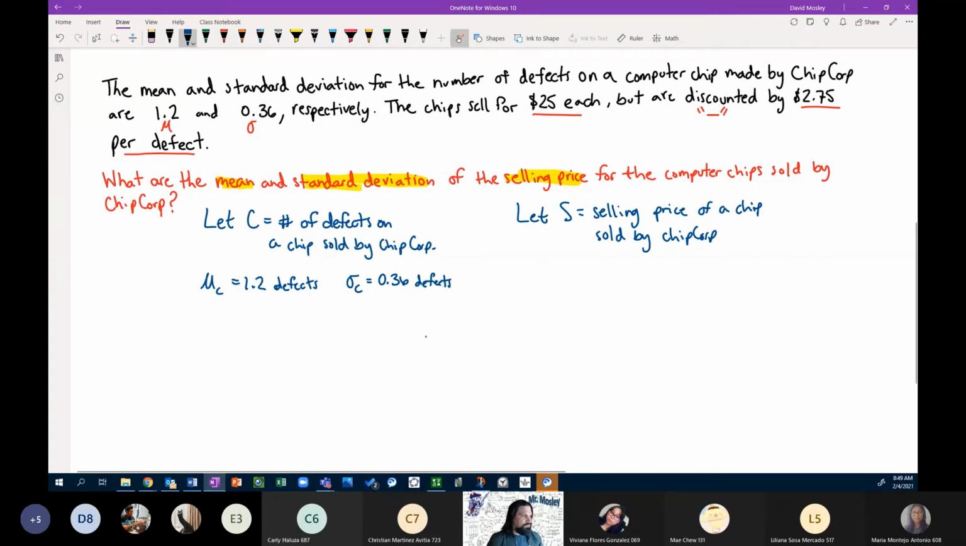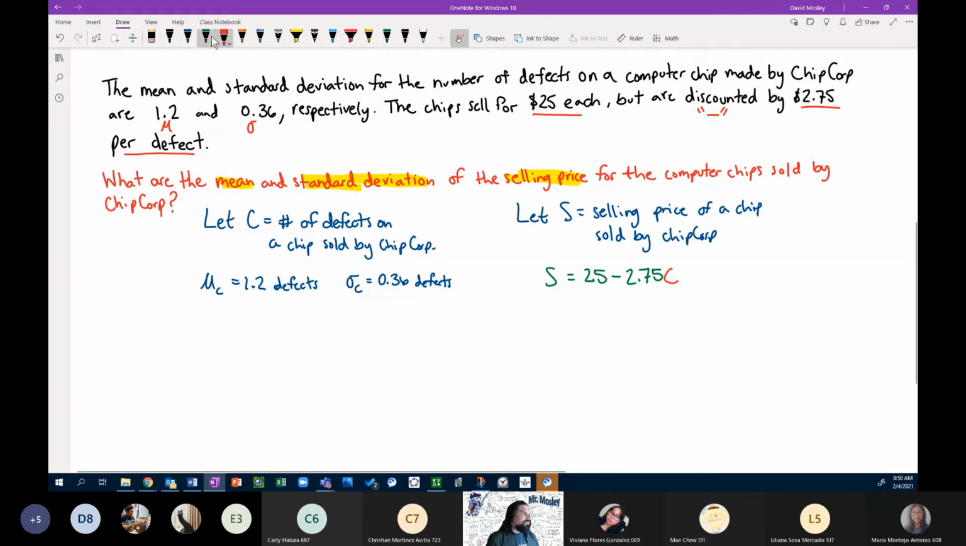All right. Lastly, the random variable S is equal to the selling price, 25 minus 275 times C, the number of defects. So this is how S is related to C. The 25 minus 275C is the linear transformation.